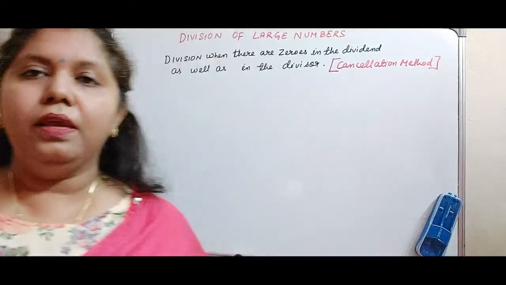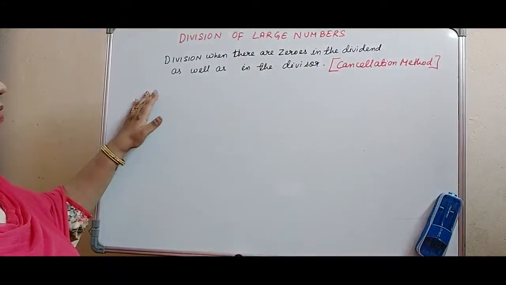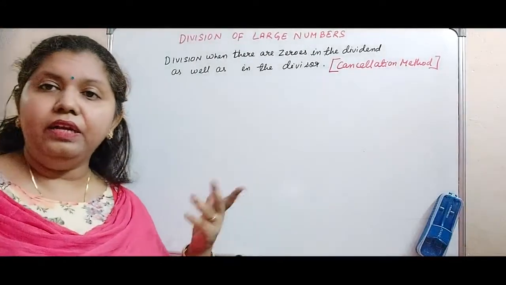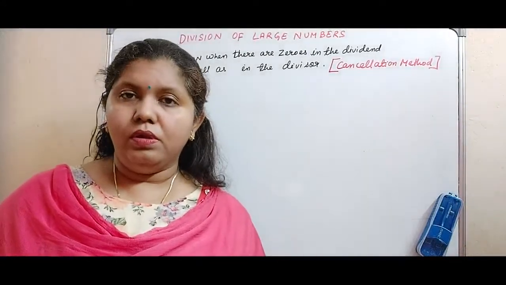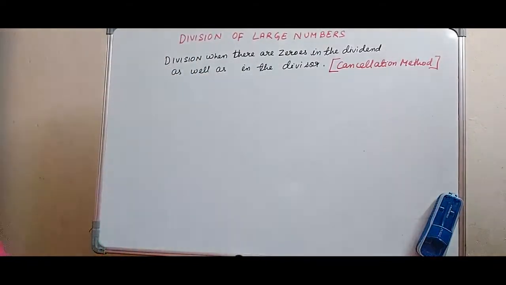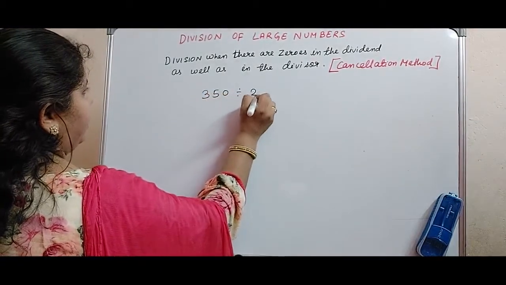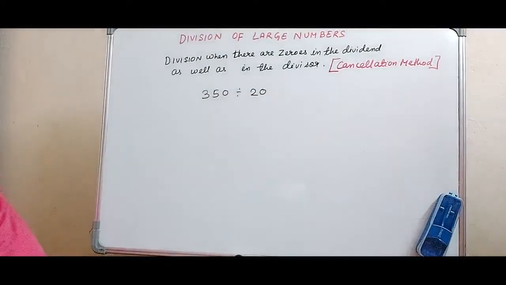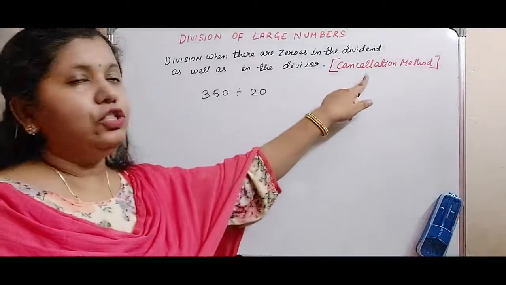Moving on to the next thing, we have to understand this process when we have a dividend and a divisor, both ending with a number of zeros. So how to handle such questions? Suppose I show you one example, that is 350 divided by 20. For this you have to use a cancellation method.